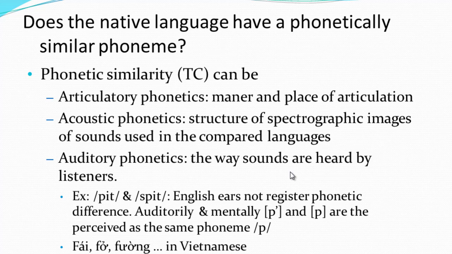And lastly, people can also work on auditory phonetics and phonology. It's about how people receive the sound signals from different sources. And these are very good examples.